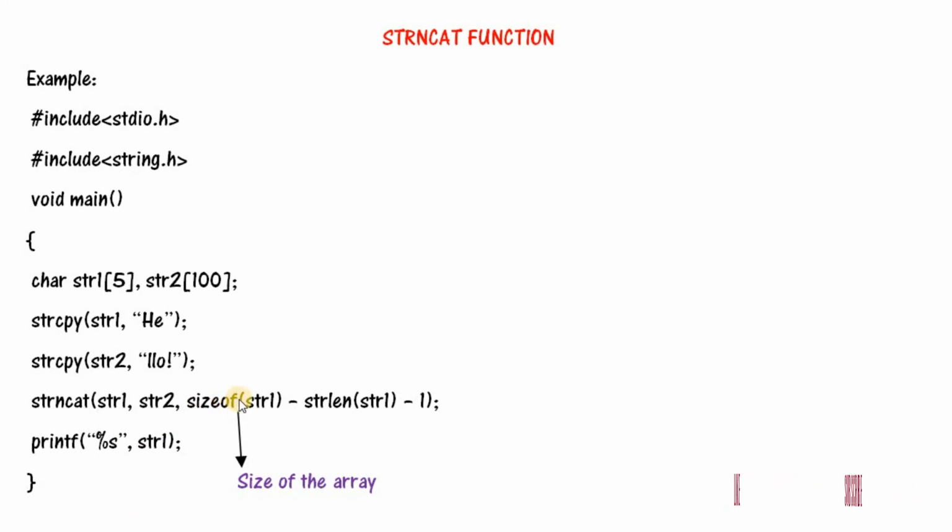Sizeof str1 will give the size of the array. Here in this case, the size of the array is 5. Therefore, sizeof str1 is 5. And strlen str1 will give the size of the string. Here, the size of the string stored in str1 is 2. So 5 minus 2 is 3. Basically, we are calculating the empty rooms available to us. Already 2 characters are stored within this str1. We are left with only 3 empty rooms.